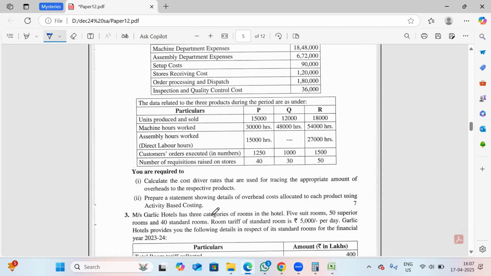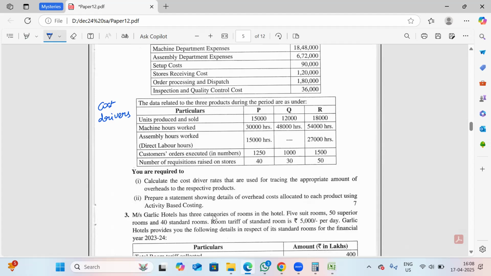This is all relating to cost drivers. So what is a cost driver? It is an activity on which the cost changes. For example, if the number of requisitions changes from 40 to 39, my requisition cost will differ, right? So that is called a cost driver. So this data are cost drivers, and this relates to activity based costing.